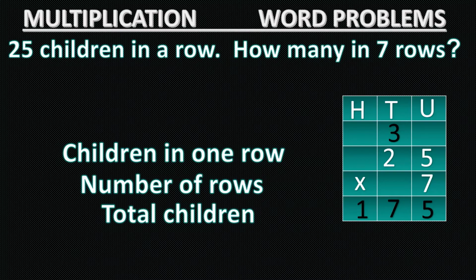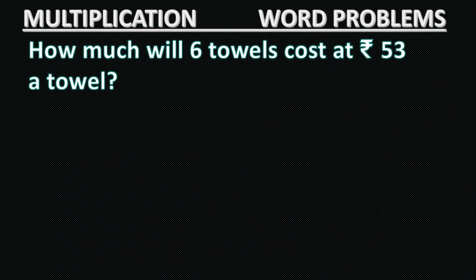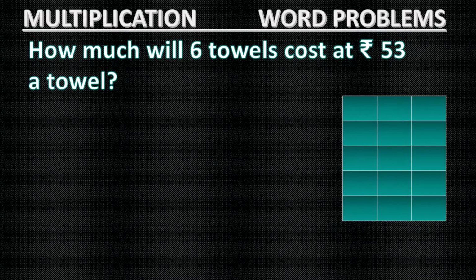Total children. And the final answer will be 175 children in 7 rows. Next question. How much will 6 towels cost at rupees 53 a towel? Here the question says that cost of a towel is 53 rupees. How much will the 6 towels cost? Draw the columns. Write hundreds, tens, units.